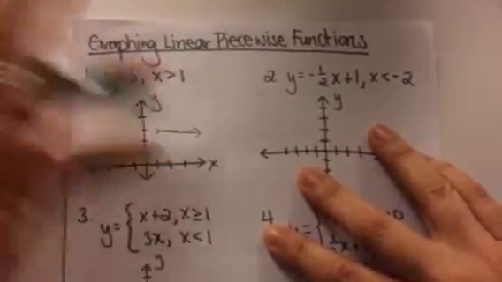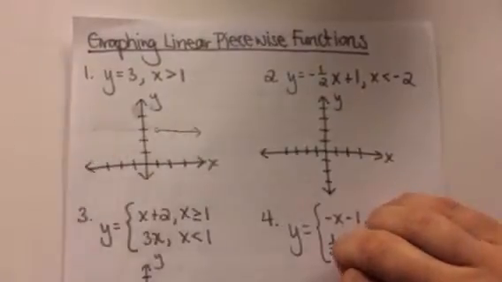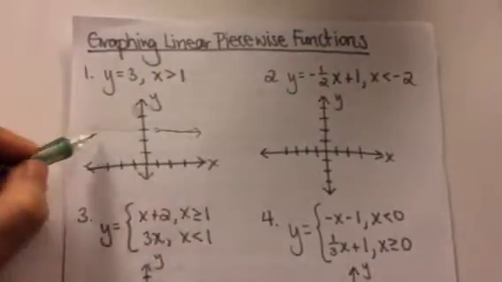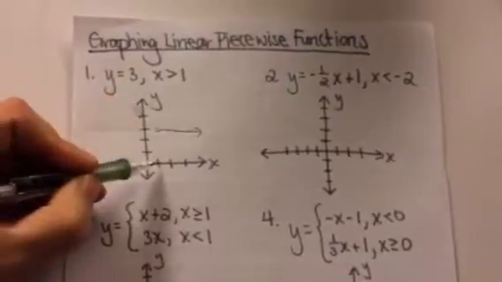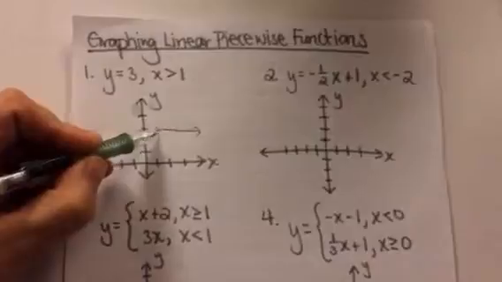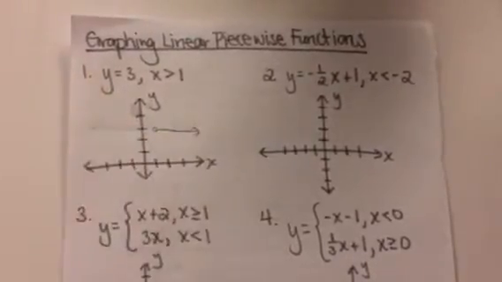So when you get good at this, you won't need to do this erasing. You'll just be able to draw the part that you want and be done with it. But for now, we're going to draw the whole line, and then we're going to erase what we don't want. So y equals 3 goes all the way across. We only want the part of the line that's greater than 1 on the x-axis. So here's 1, open circle, because it doesn't have an equal to bar, greater than goes to the right.